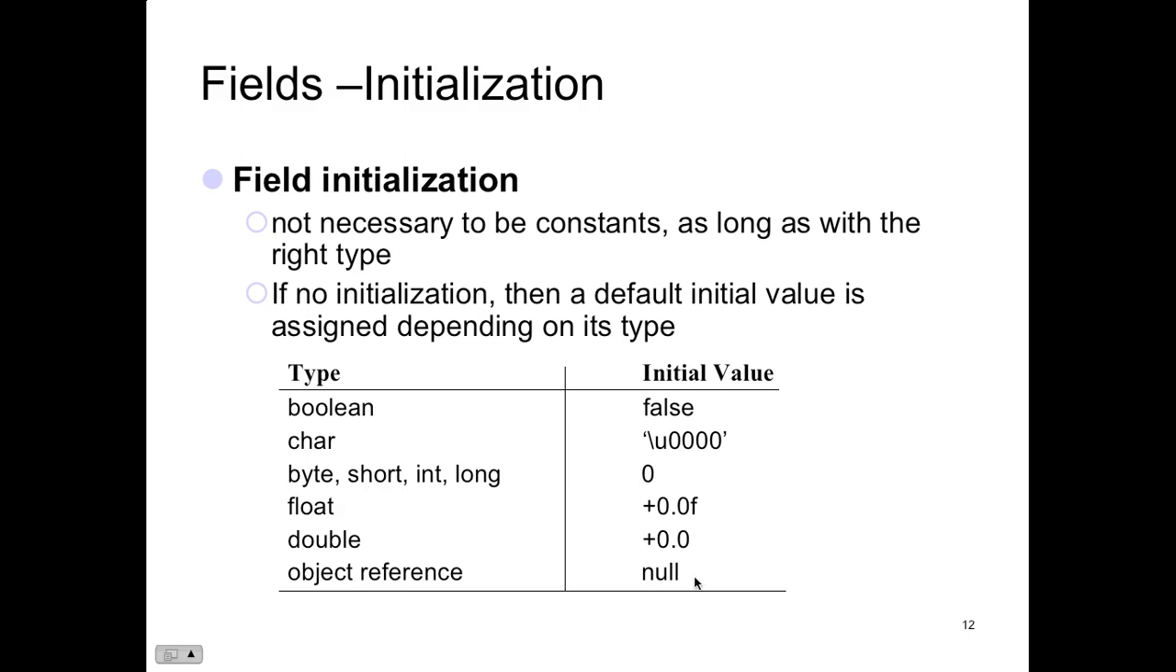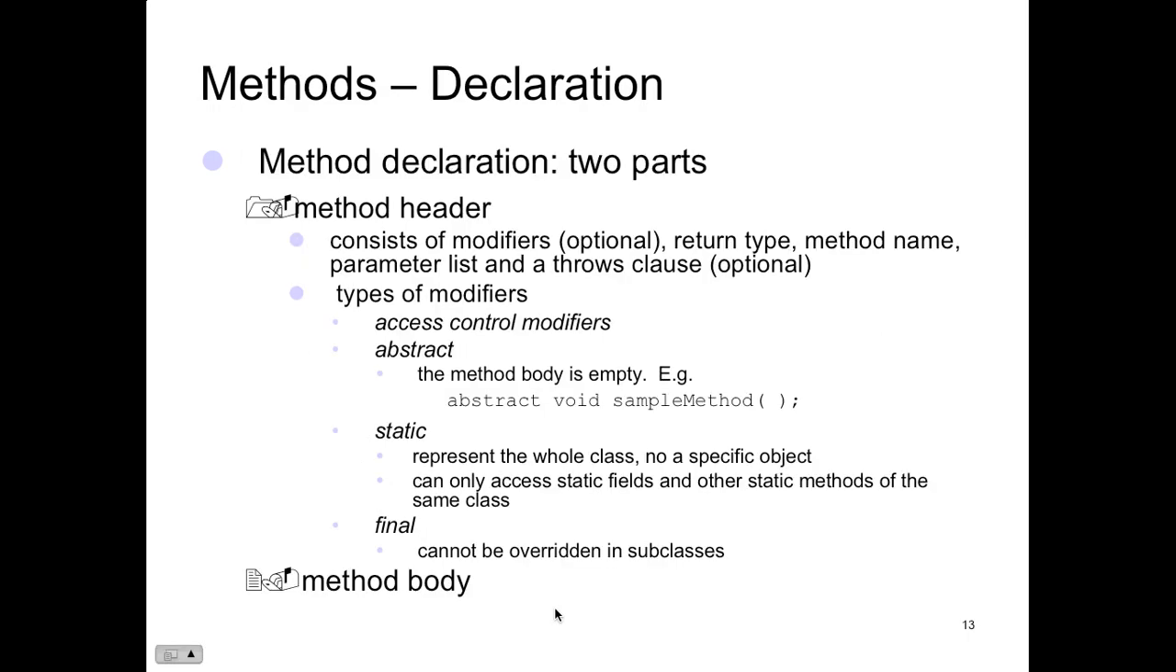Object references are always null. So if I said Pencil P1, that would be null. And then if I said, well, P1 is equal to new Pencil, then that would make it equal to an instance of an object of a pencil. So otherwise it's going to be null before that, which is kind of the same thing you get in C++.